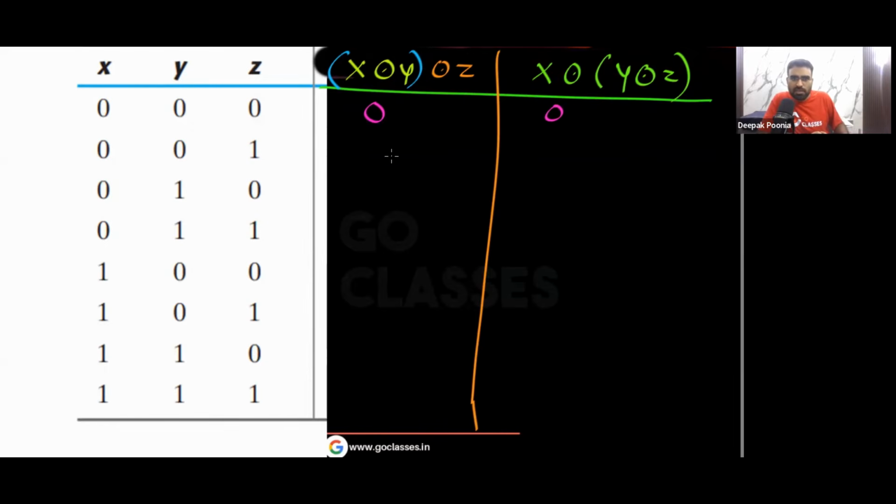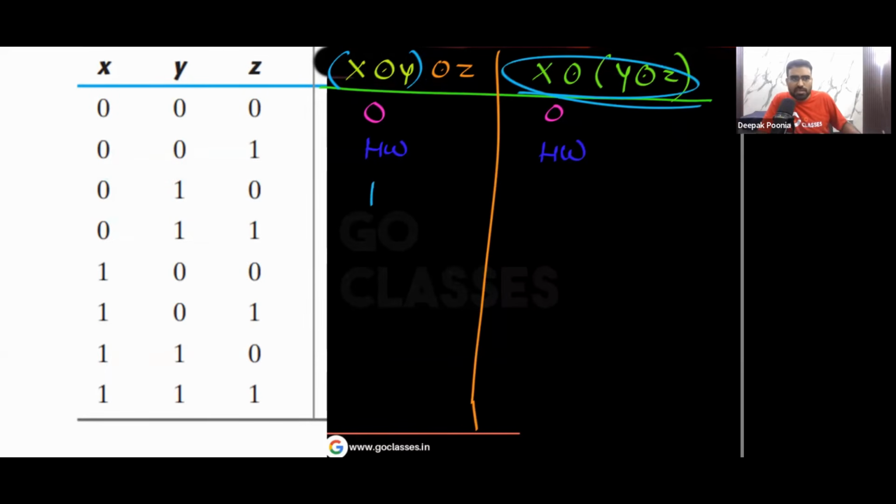You can take this row as homework. Let me take the next row. For this row, you first find x XNOR y. Remember both are different, so XNOR will be 0. Now you do XNOR with z. 0 XNOR 0, that will be equal to 1.